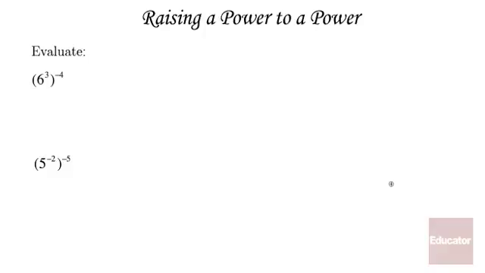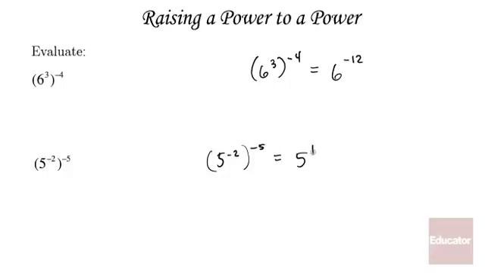Let's try raising a power to a power. 6 to the third to the negative fourth. 3 times negative 4 is negative 12. 5 to the negative second to the negative fifth. Negative 2 times negative 5 is positive 10.